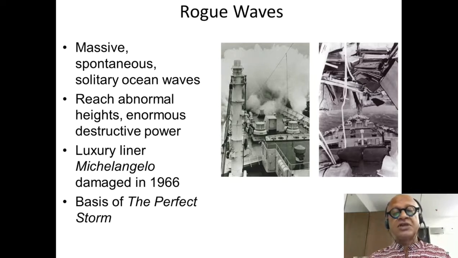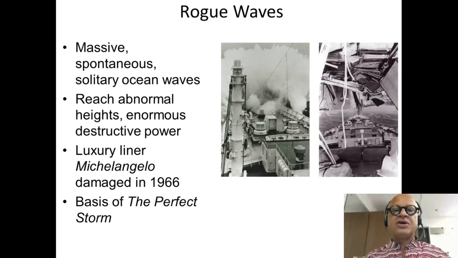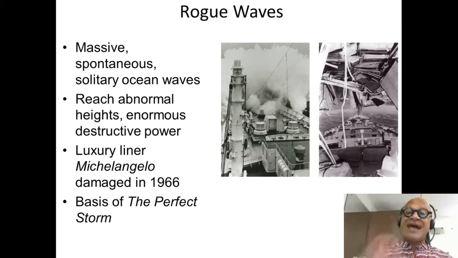Those are regions that we will look at on a map. So, massive spontaneous solitary ocean waves: you will be seeing nice little waves around and suddenly you will get a monster wave in the middle because of these incredible constructive interferences, and they reach these abnormal heights that we talked about, like 36 meters, 11 floors. And they have enormous destructive power because wave energy is proportional to the square of the wave height. So if you have huge wave height, you have huge energy.